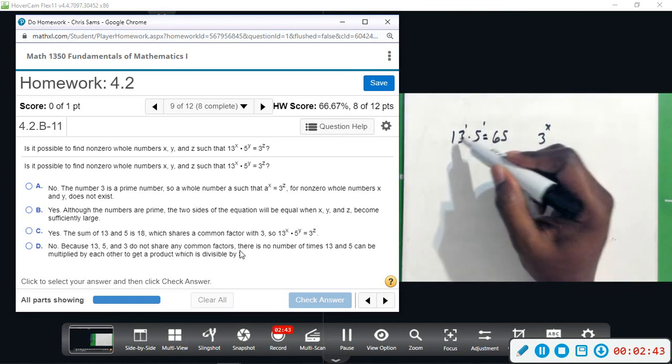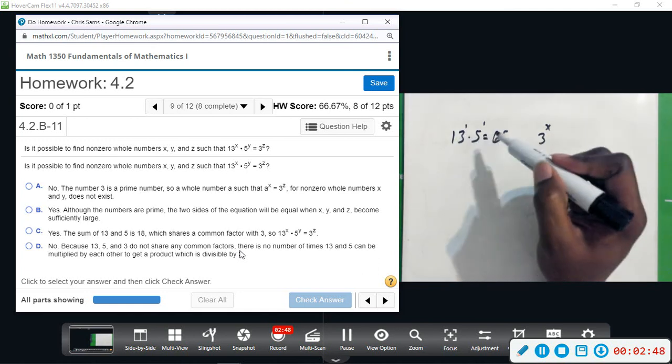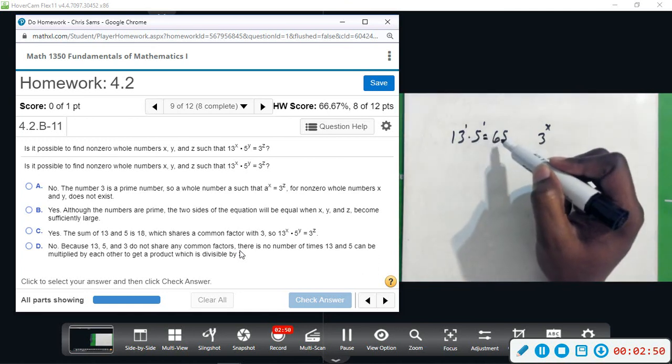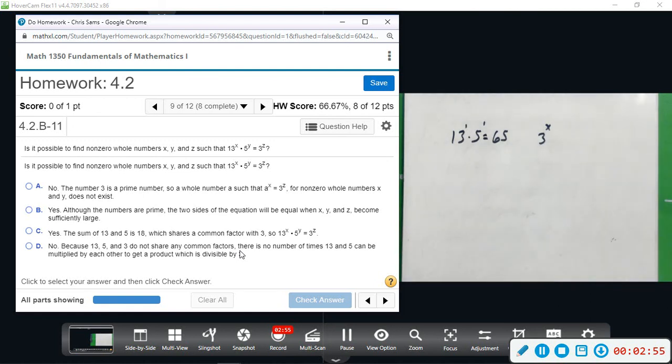I'm going to be multiplying 13 or some power of 13 with it. I think we're going to end in a 5 every time, and 3 to a power will not. So we want to say no. And I guess the reason being, I guess we'll go with D: they don't have any common factors, so no number of times can we multiply 13 and 5 and get a product which is divisible by 3.